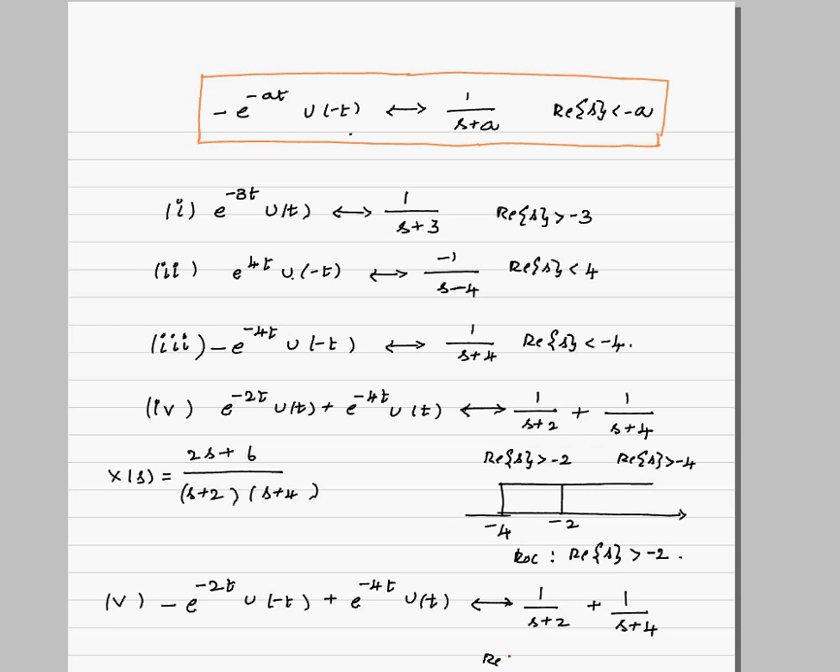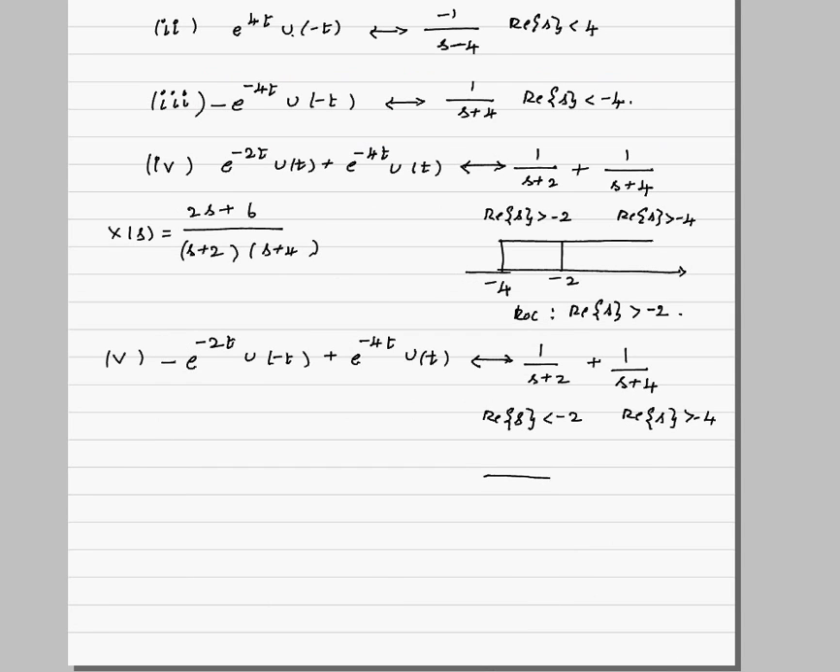What is the ROC for the first one? Real part of s less than -2. ROC for the second one, real part of s greater than -4. When will both converge? If you take real part of s greater than -4 it will be this, and real part of s less than -2 will be this. Both will converge only in this region. So the ROC will be -4 less than real part of s less than -2.